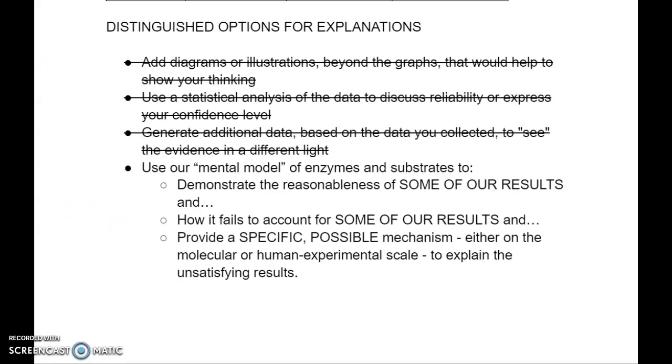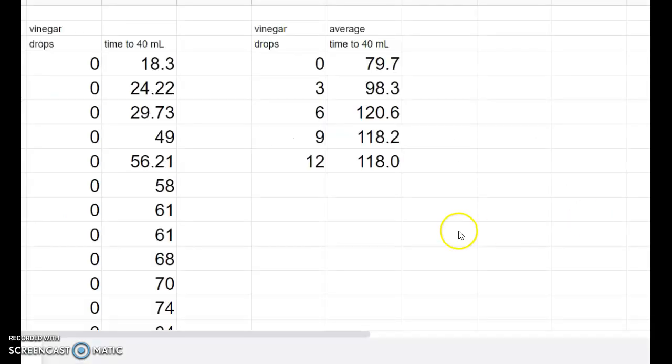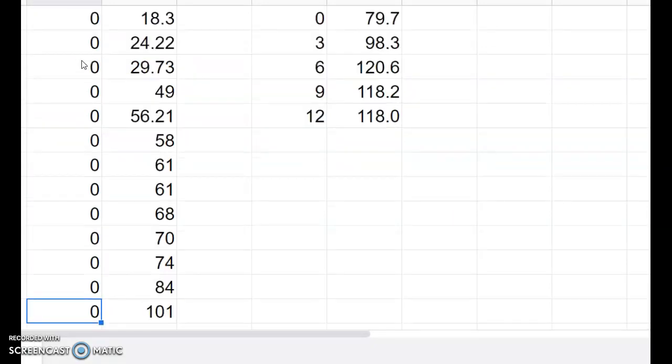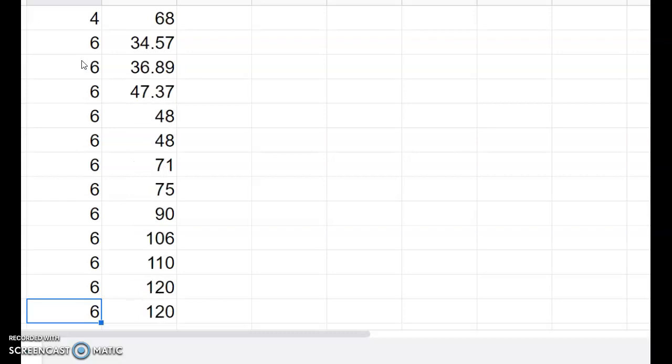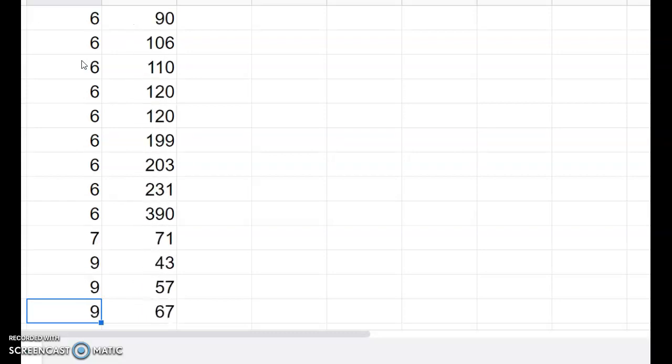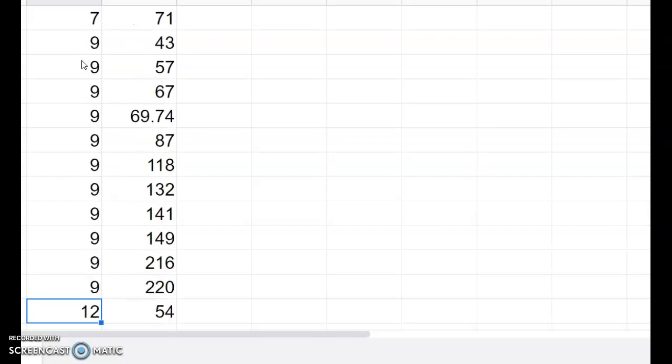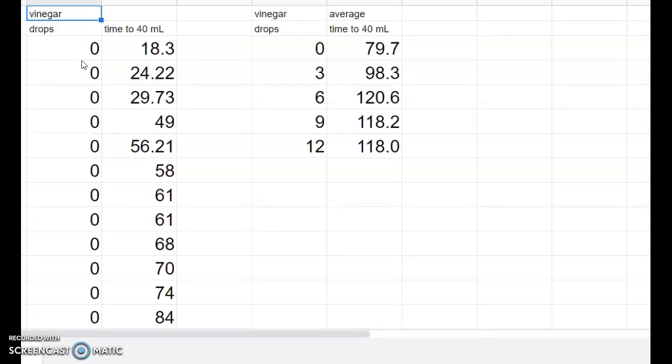Let me show you the results. On the left-hand side is all of the data from all of the sections: 0 drops of vinegar, and then 3 drops of vinegar. There's some random things in there, 4, 6 drops of vinegar. We tried to go in steps of 3, 9 drops of vinegar, and then finally 12 drops of vinegar, okay? The times are pretty erratic.